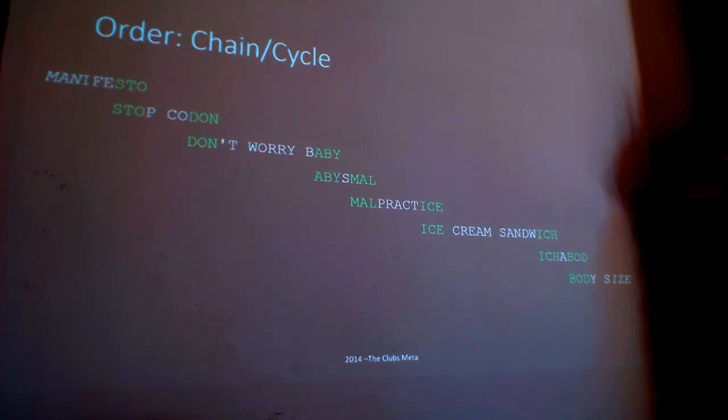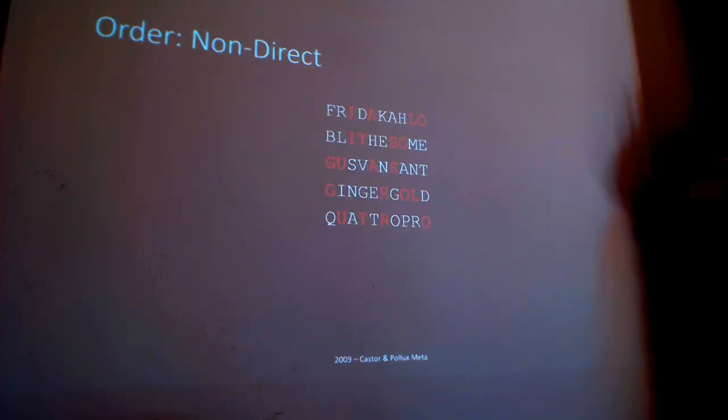So the order might be where you're just combining things and running them through some chain. Here, the last 3 letters of manifesto are the first 3 letters of stop codon, and the last 3 letters of stop codon are the first 3 letters of don't worry baby, and you just keep going that way, and this provides this kind of almost cyclic order. Oftentimes, it won't be a true cycle. Sometimes it is, and you need to figure out where the actual start is. But in this case, you didn't. The first one didn't overlap 3, and the last one also didn't overlap 3. You can have a very non-direct ordering.